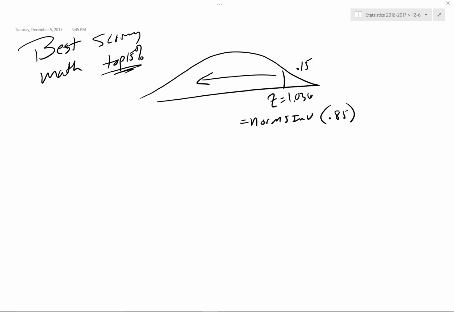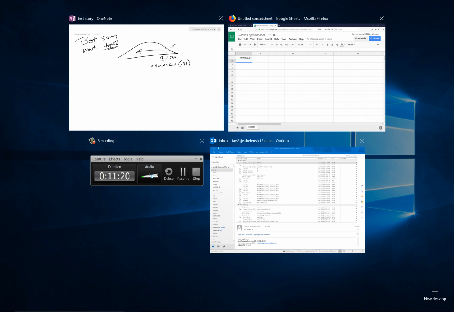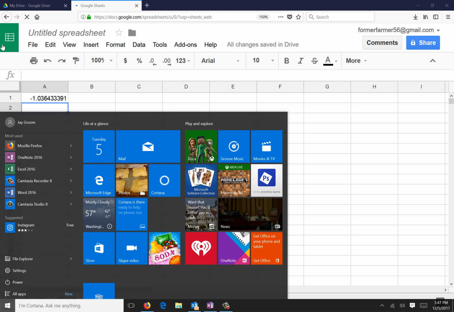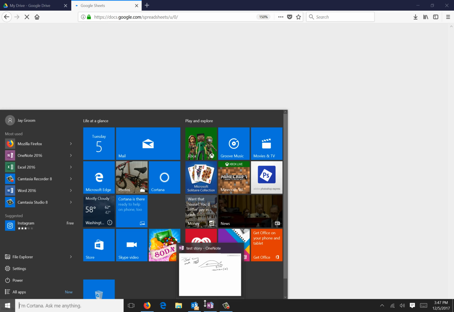Now what happens, Ivy? Put your phone down, pay attention. What would happen if you accidentally put 0.15 in here instead? What, Mr. Groom, it's the same z-score, except it's on the bottom end. Yeah, I'm aware of that.